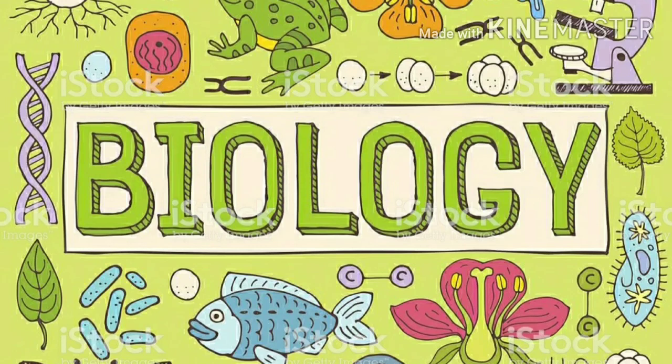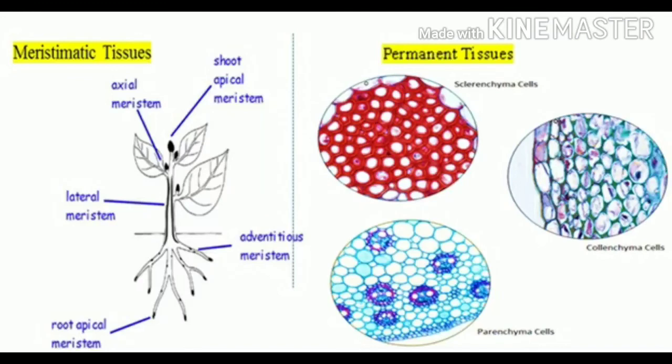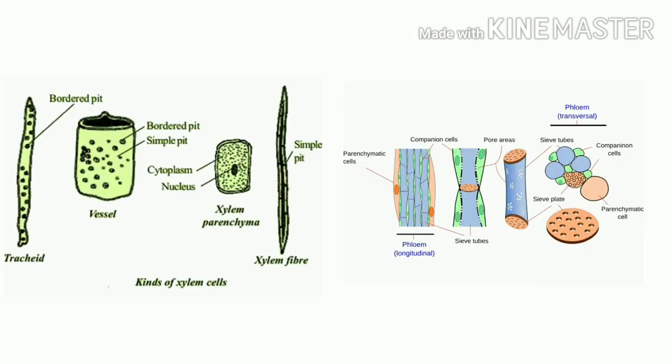Welcome to biology classes. We were discussing the anatomy of flowering plants and we have come to permanent tissues, in which we have discussed both simple and complex permanent tissues. Today we will discuss a little more about complex tissues.